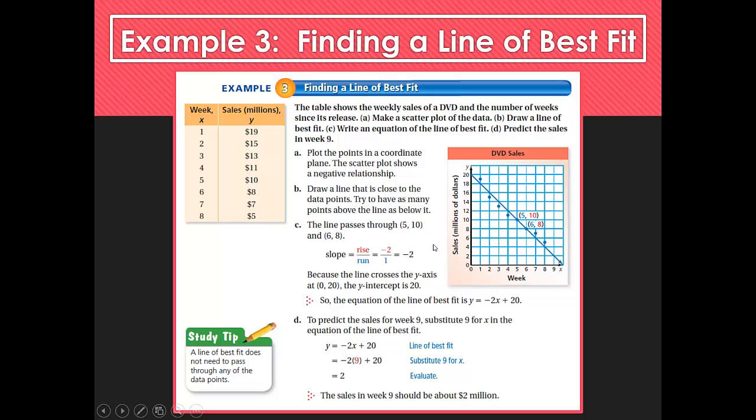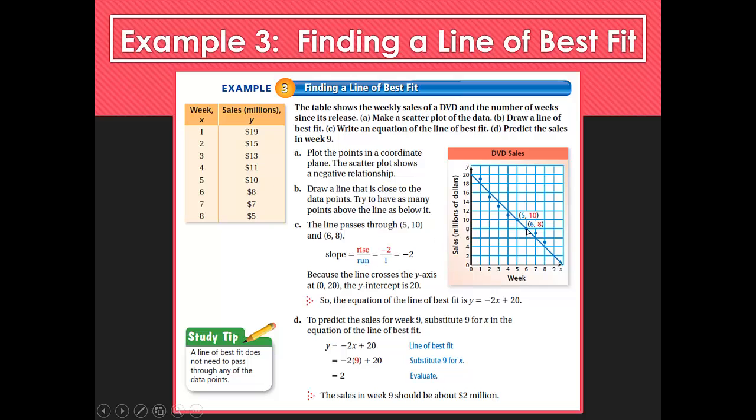Now for C, we're going to write an equation of the line of best fit. So now we're going to try to write an equation with the line that we just drew. The line passes through 5, 10, and 6, 8. So we can use those points to find the slope. If you remember, the slope is rise over run.